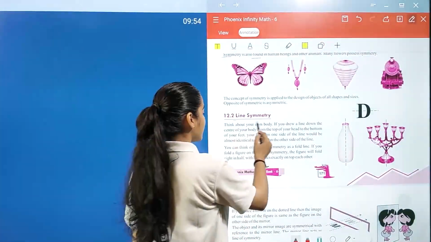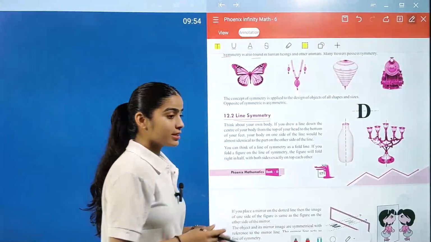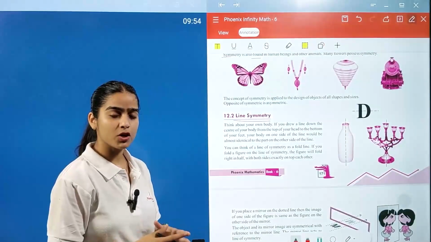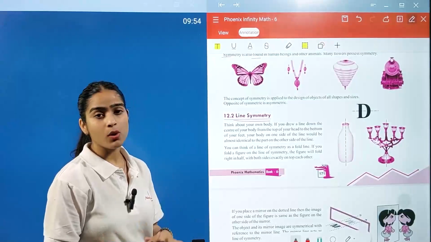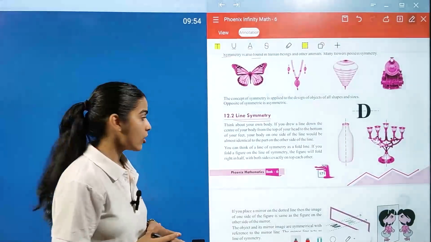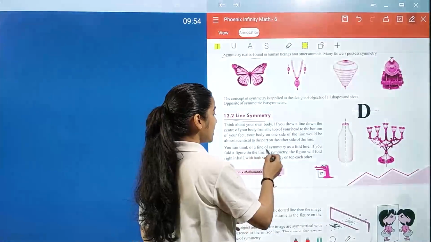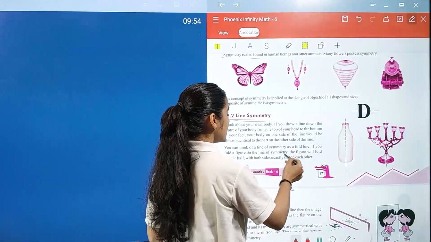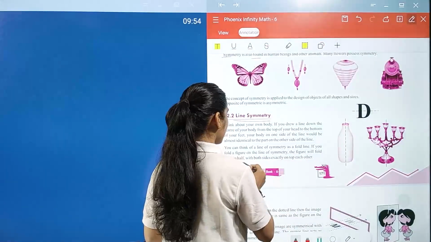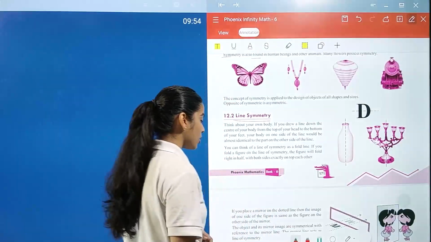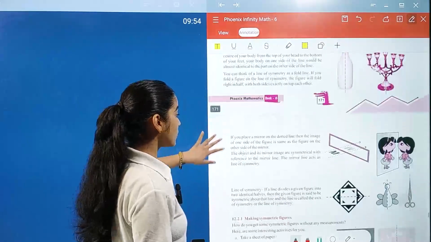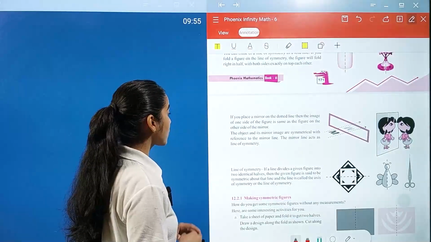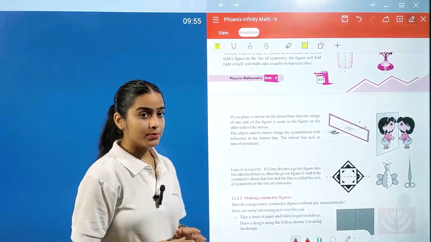Now we have the line of symmetry. An imaginary line which helps us divide our object or figure into two identical parts is called the line of symmetry. You can think of a line of symmetry as a fold line. If you fold the figure on the line of symmetry, the figure will fold right in half with both sides exactly on top of each other. If you place a mirror on the dotted line, then the image of one side of the figure is the same as the figure on the other side of the mirror.